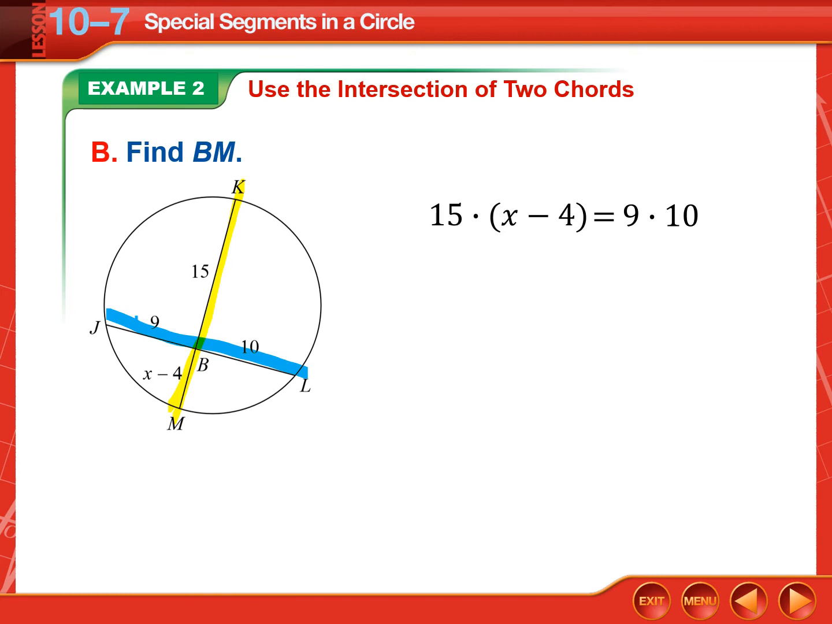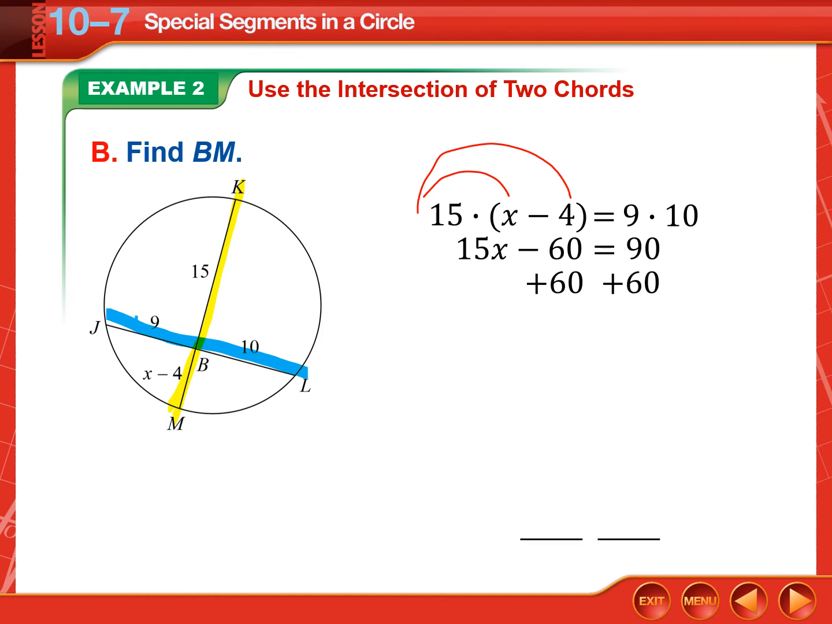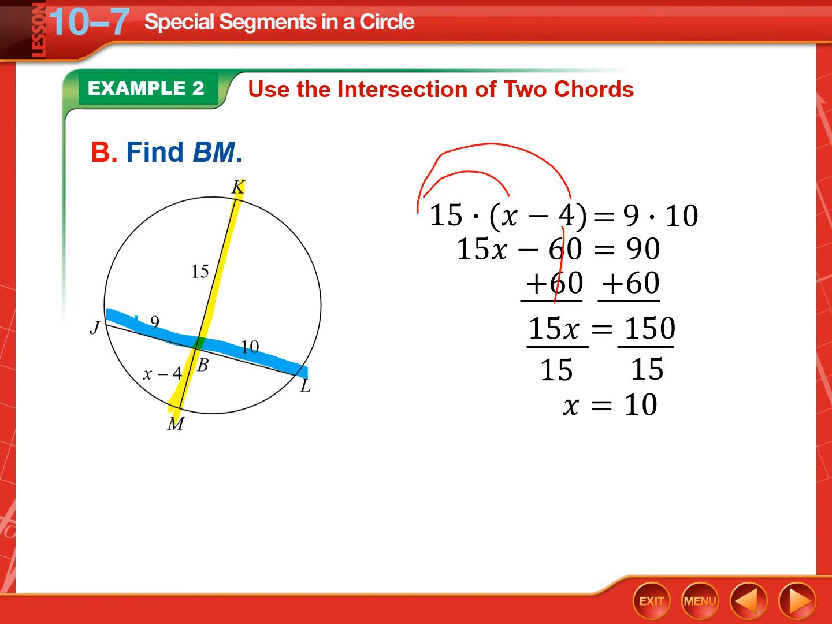Now, don't forget, we have to do distributive properties. So 15 times x and 15 times 4. So that's 15x minus 60 equals 90. We add 60 to both sides, and we get 15x equals 150. Now, what's the last thing we need to do? We still got to get x by itself. The easiest part is always divide. So we get x equals 10.